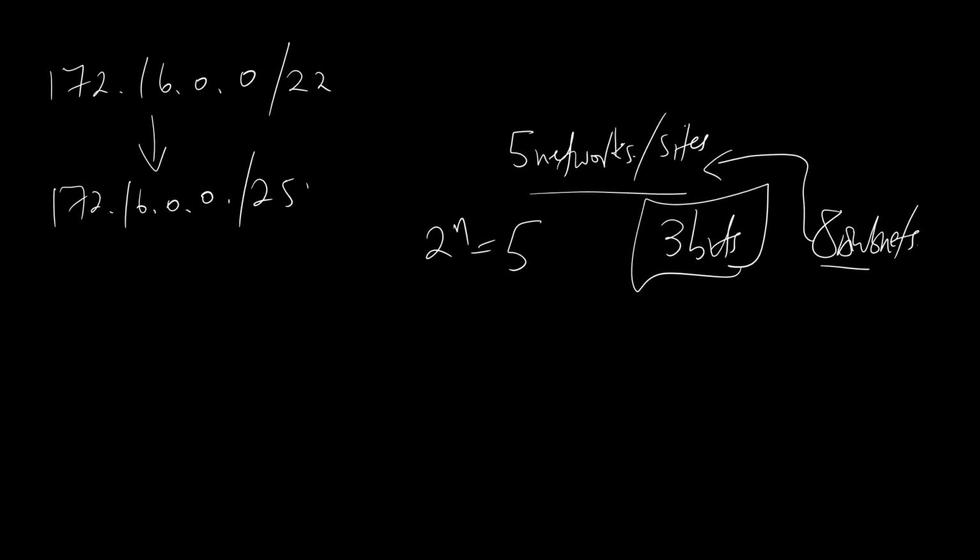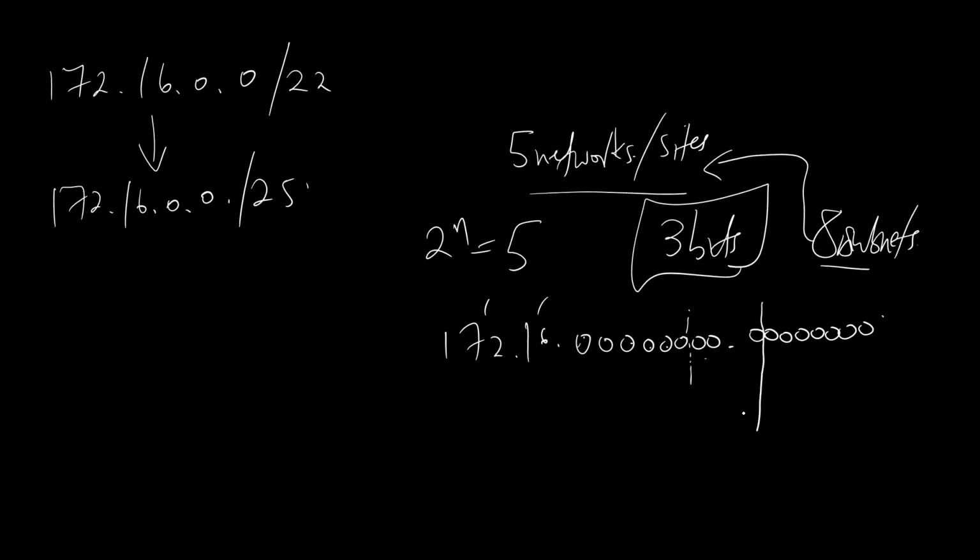And the 5 networks that I'm going to create will be 172.16, and the bits 1, 2, 3, 4, 5, 6, 7, 8, 1, 2, 3, 4, 5, 6, 7, 8. I was at 22, so this is 8, 8, 16, 17, 18, 19, 20, 21, 22. Originally, I was here. Then I borrowed 3 bits, which means I'm now right here. This is my network portion. This is my host portion.